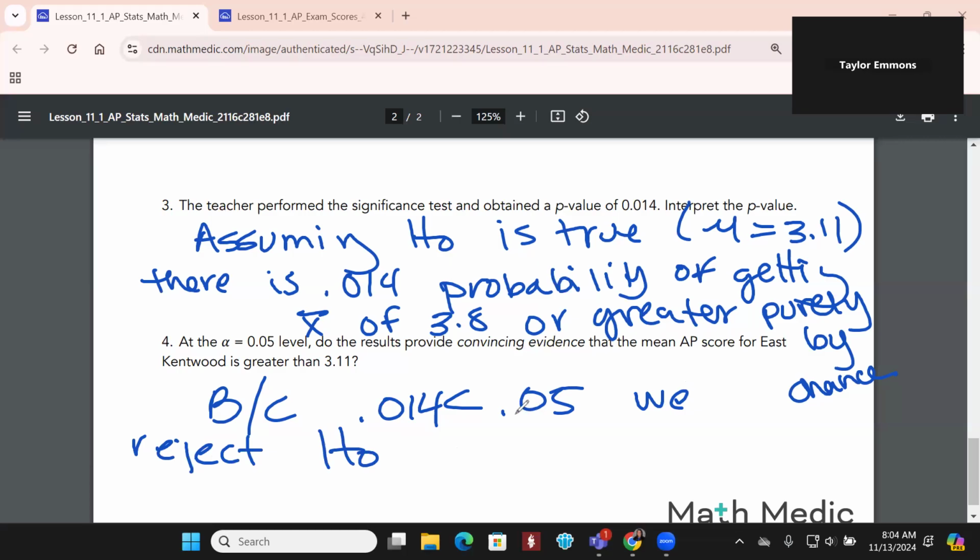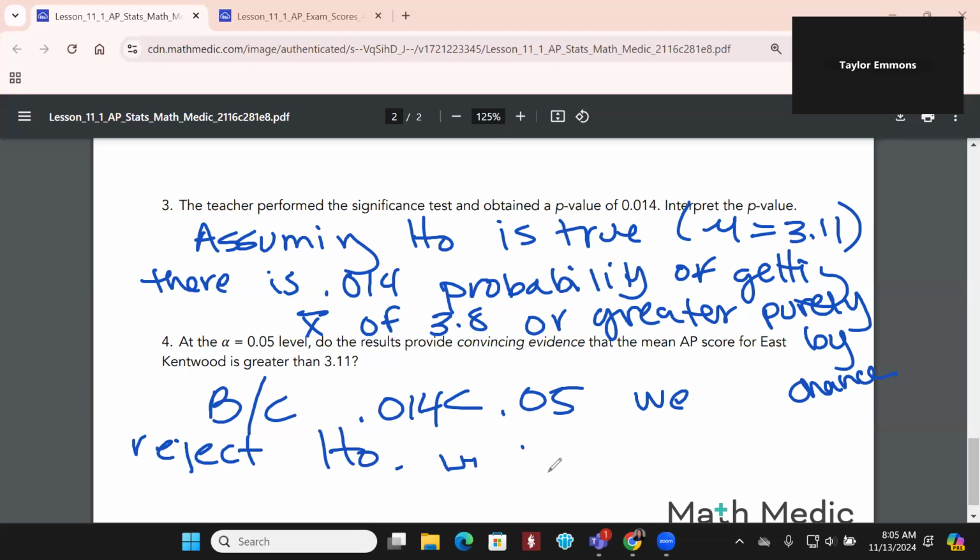This is just talking about finding the p-value and just making a conclusion based off of that. We haven't done anything crazy yet. This is almost like just a review at this point, right? Like we've talked about all of this. Now we do have convincing evidence, right?